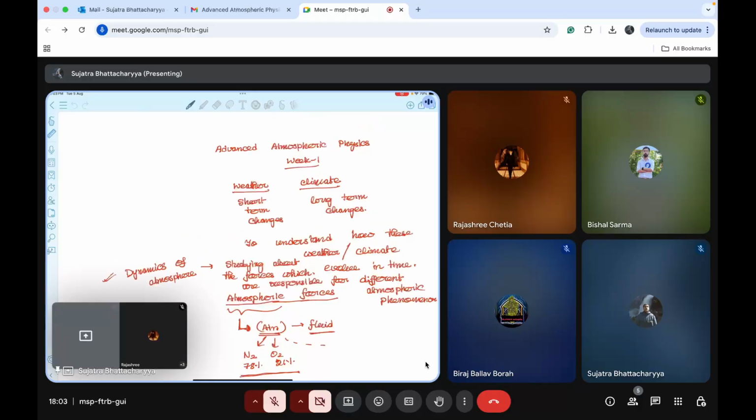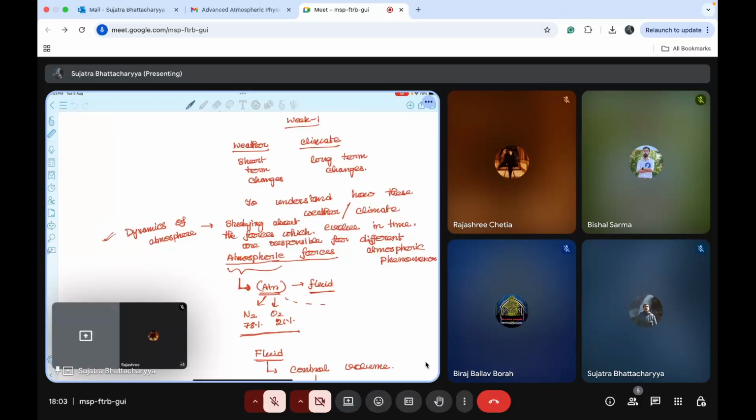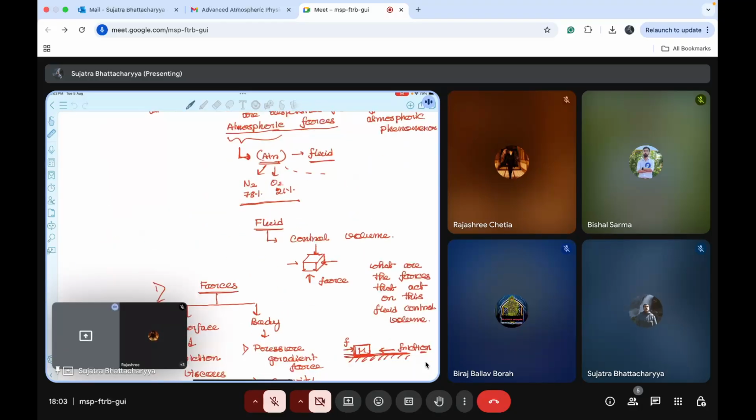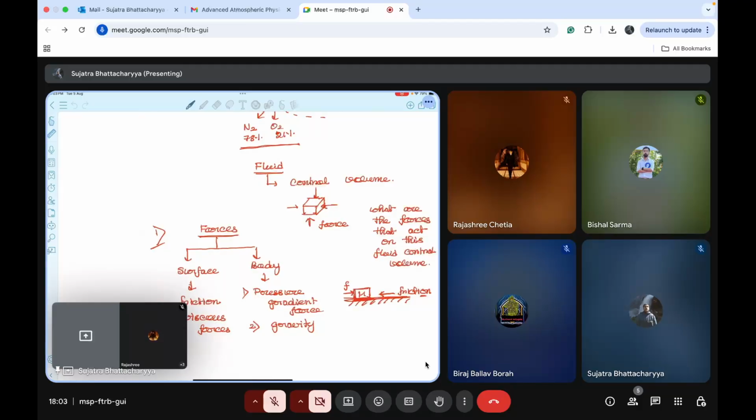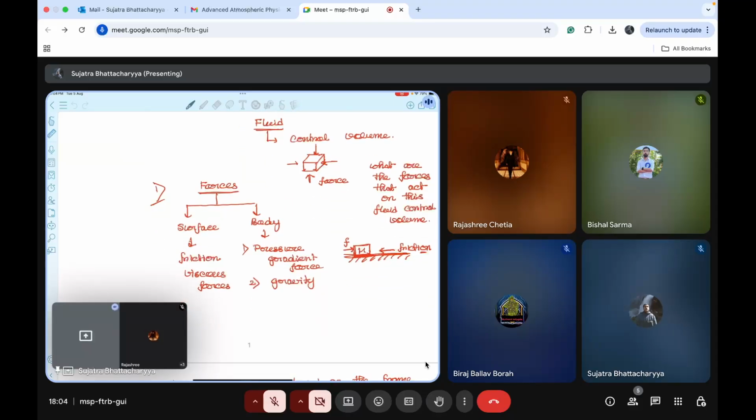So mostly I was just starting with the basic introduction of atmospheric physics, why we generally study atmospheric physics, and then we just went through all those topics which have been discussed in week one. I have not covered completely, but most of them are covered, like the forces based on where it is being applied in a controlled volume, whether it is on the surface or over the body. Based on that, the forces can be classified.